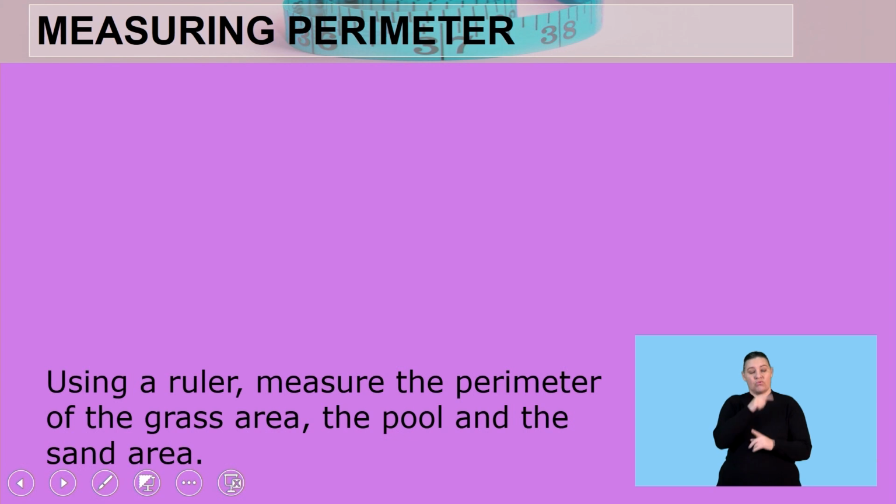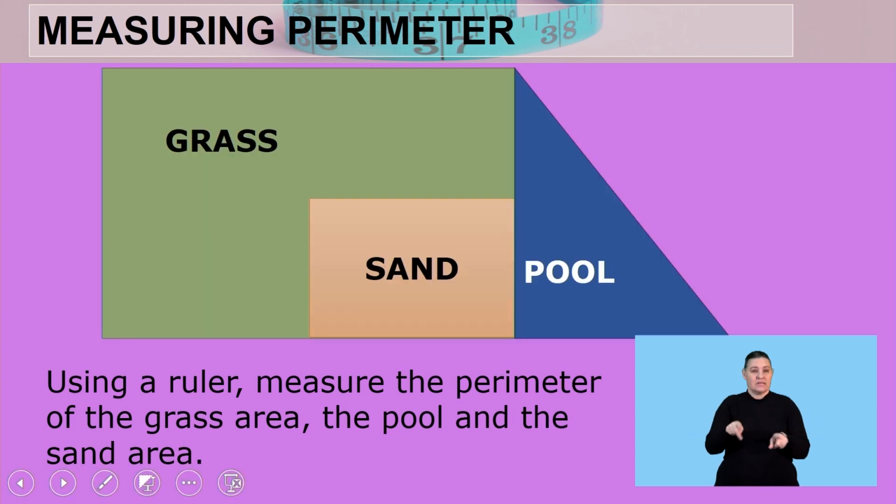Using a ruler, measure the perimeter of the grass area, the pool, and the sand area. There they are. So the grass, if you can see, I made green, sand is in a brownish color, and of course the pool would be blue. So let's see what I need to measure.